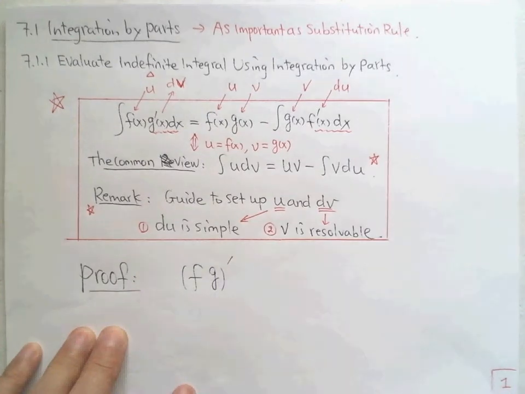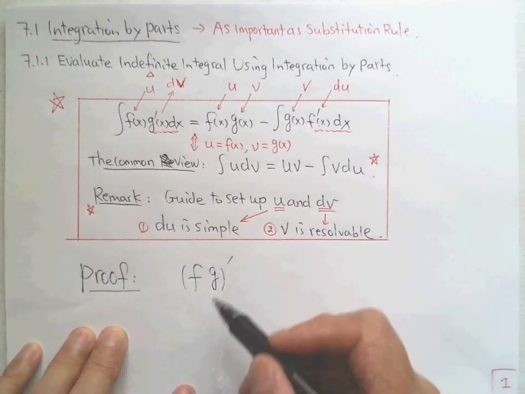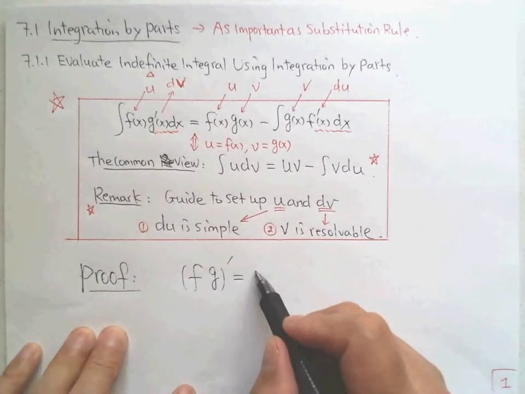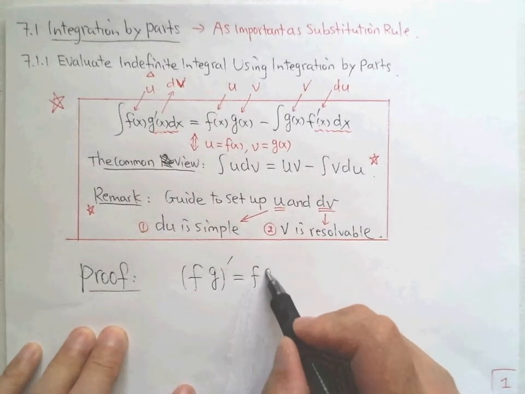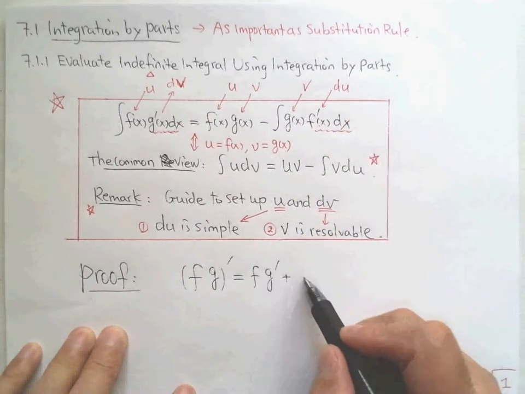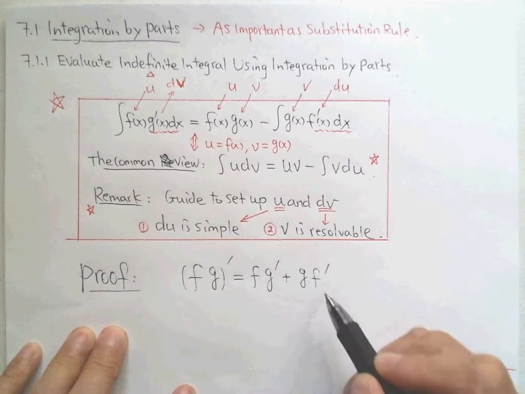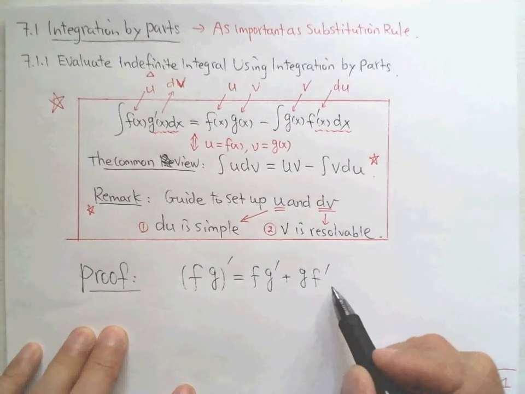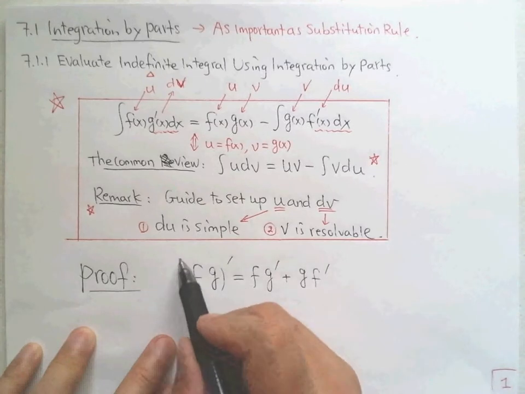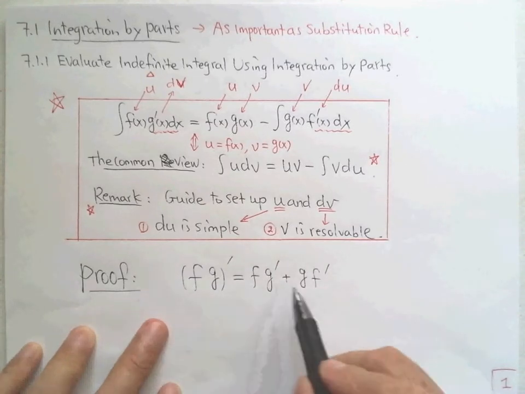Everyone knows this is famous in Calc 1, the product rule. I write it this way: f times g prime plus g times f prime. That's all we need. Then we take an integration. We integrate the left and the right. What do we get?